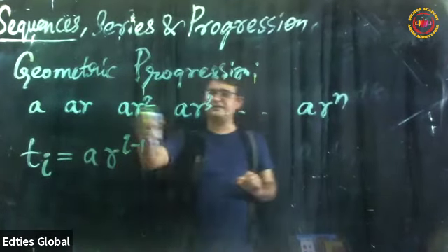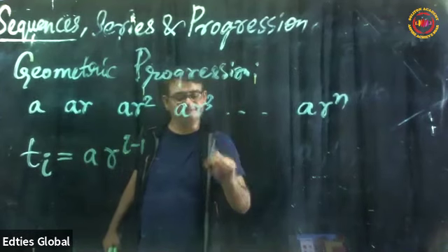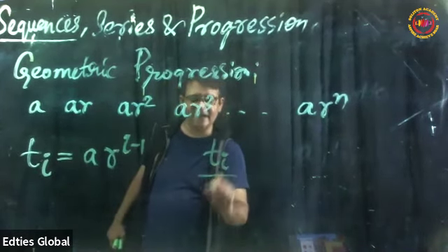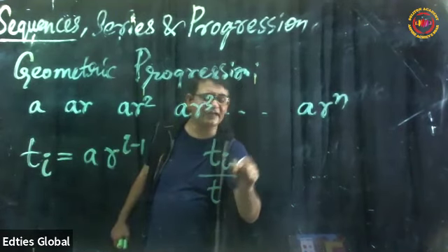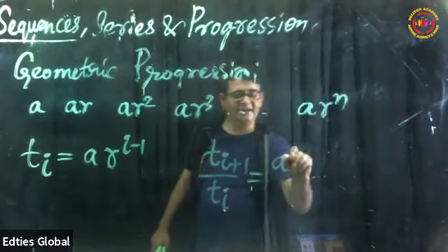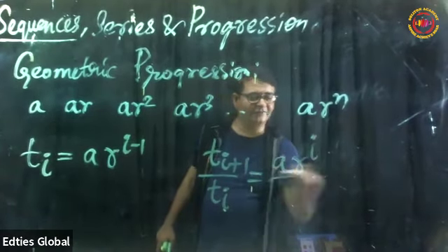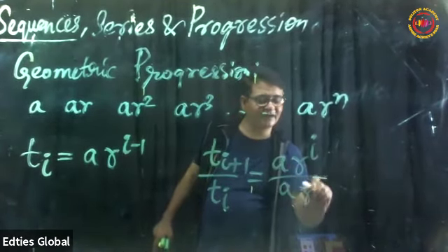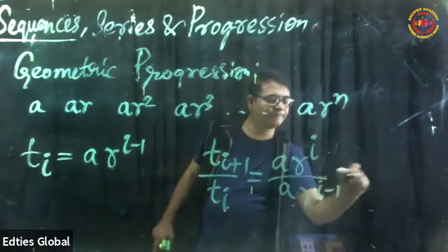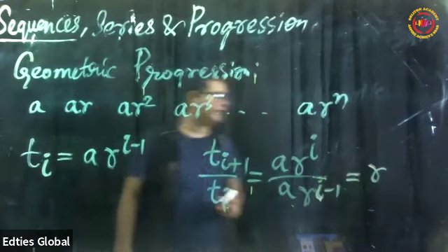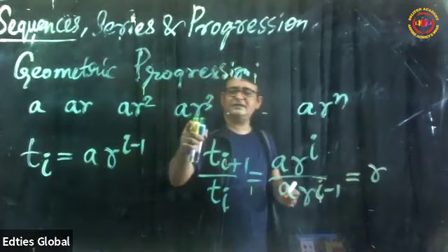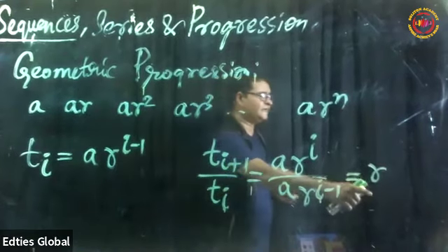Right, in geometric series, if you take the I plus 1th term by the ith term, it will be AR to the power I divided by AR to the power I minus 1. You can see there is always a finite ratio. So if you divide the next term by the previous term, you always get a factor R.